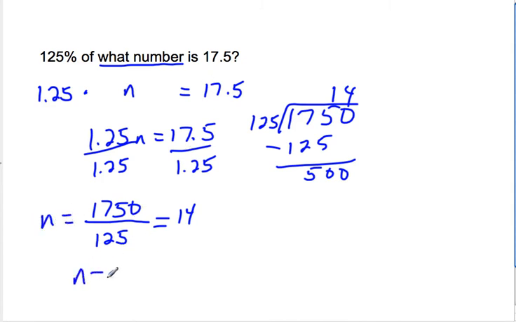So the number is 14. In this case, it's not a percent, so we just leave it as 14. 125% of 14 is 17.5.